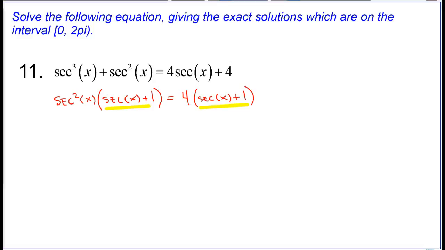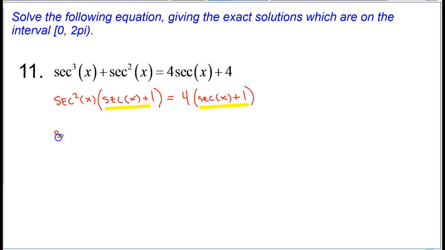And I know you might be tempted to divide that out of both sides, but remember, we should never divide by anything that could equal 0. So we're gonna try something different than that. We're gonna go ahead and subtract 4 secant x plus 1 from both sides.